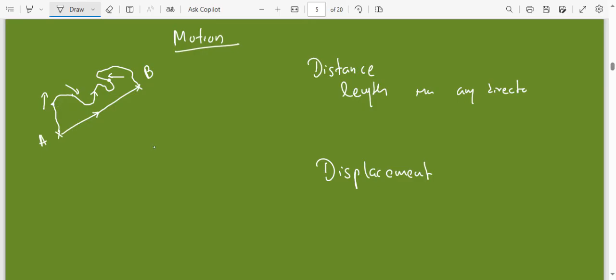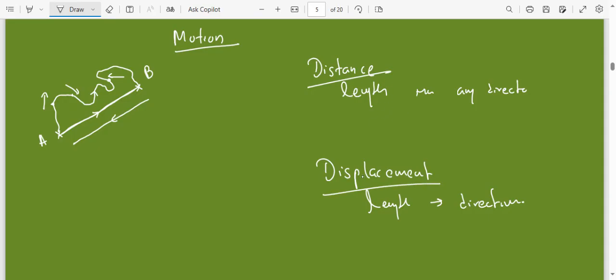But displacement means the length in a specific direction along a straight path, from there to there. Even if you go from B to A, there is a specific direction, depending on where you are going, A to B or B to A. There are two different displacements. The difference is only in direction, but the size, the length, is the same. So displacement simply means a length but in a specific direction. Therefore, distance and displacement both are lengths.